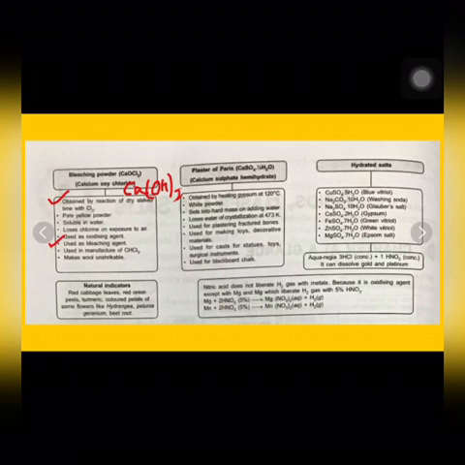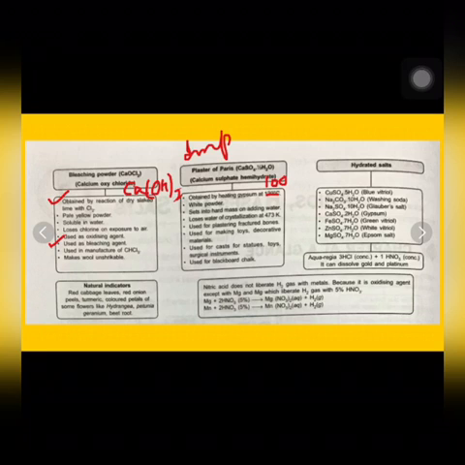Now the next is plaster of Paris. This is an important topic. Plaster of Paris is basically calcium sulfate hemihydrate. The formula is written over here, CaSO4.1/2H2O, and it is basically obtained by heating gypsum. Gypsum is CaSO4.2H2O, at 100 degrees Celsius. You just correct over here, this is 100 degrees Celsius or 373 Kelvin.